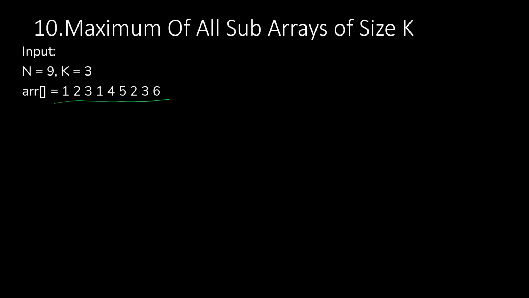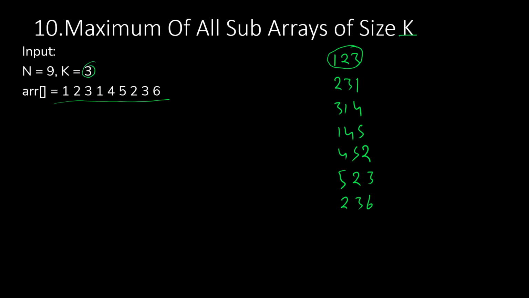So let us write down the sets here. First set will be 1 2 3. Next set will be 2 3 1, and so on. I will be writing all the sets. Now if you can see the length of this subarray, it is of length k. K was given as 3, so we have divided it into three parts. In a continuous manner, the box of three elements will be moving forward till the end of the array.